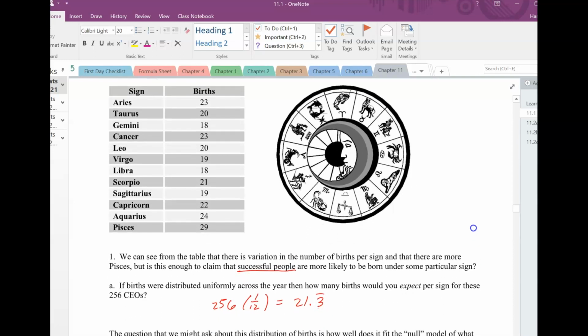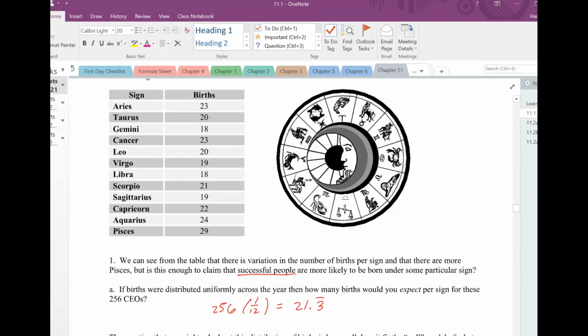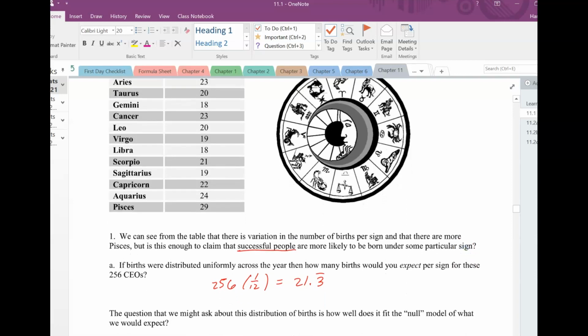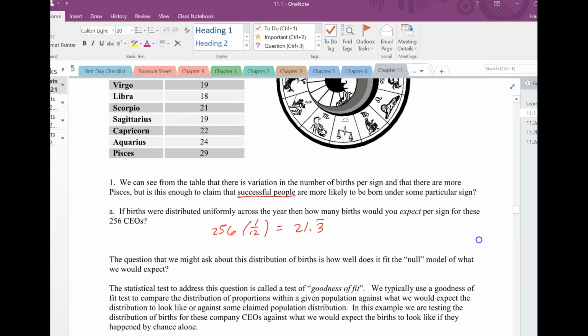Well, think about what you would expect. There's 12 signs there. Out of 256 people, you would expect about 21.3 people or CEOs born under each sign. That would be the expected count for each of those categories. So then the question is, how well does this data fit what we would expect, that model of 1/12 of the CEOs being born in every month? And this is what we're going to address when we talk about the chi-square goodness of fit test. How well does something fit the distribution that we would expect?